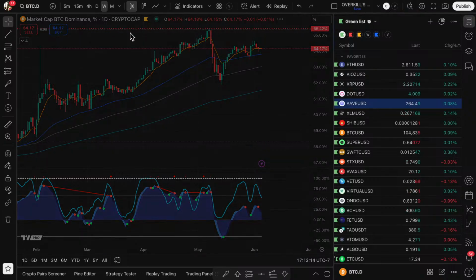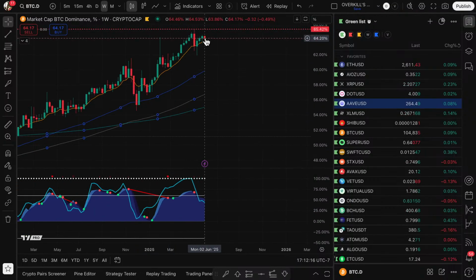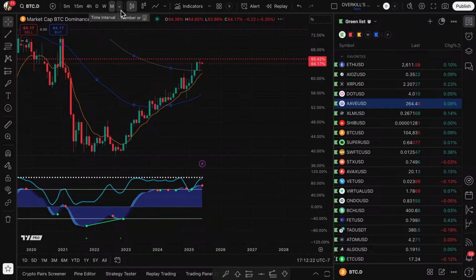Dot is still red. What is the weekly saying? The weekly's red. So as soon as this thing cracks, once we do this, it happens very fast, guys. Like it's almost there. Look at that. Monthly's red too.